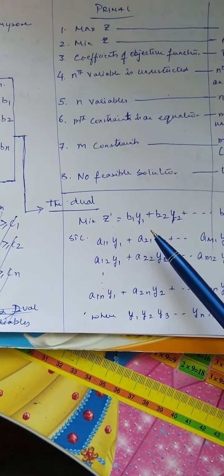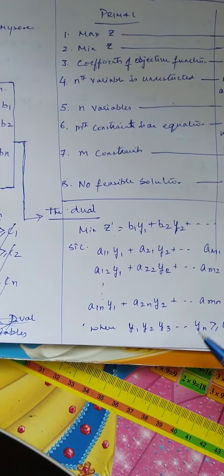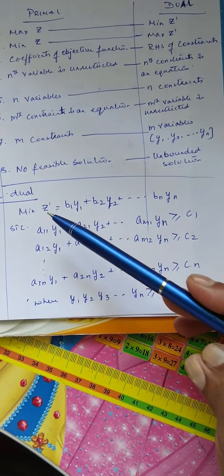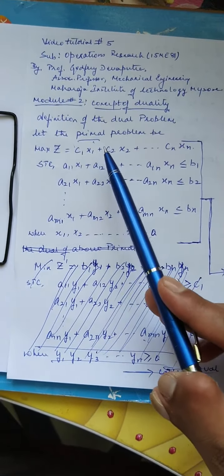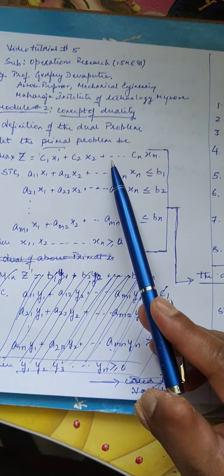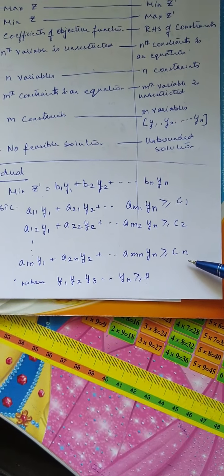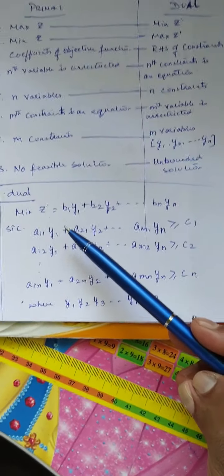The variables have been newly defined as y1, y2, y3, etc. up to yn, which are all greater than or equal to 0. Here if you can observe, the derived form of the dual is from that which is in the form of the primal. Here c1, c2, etc. up to cn, the coefficients of the variables in the objective function, have now become the RHS of the constraints here. The RHS of the constraints in the primal have now become the coefficients of the variables in the objective function here.